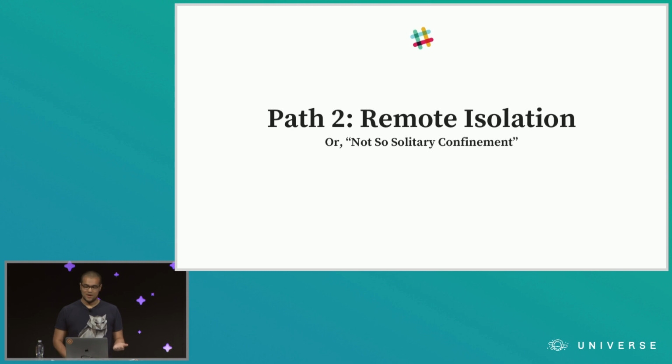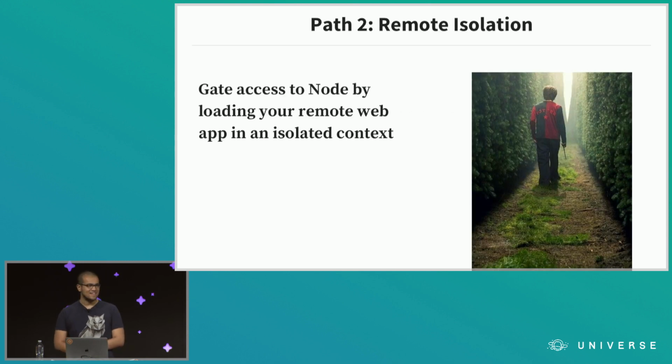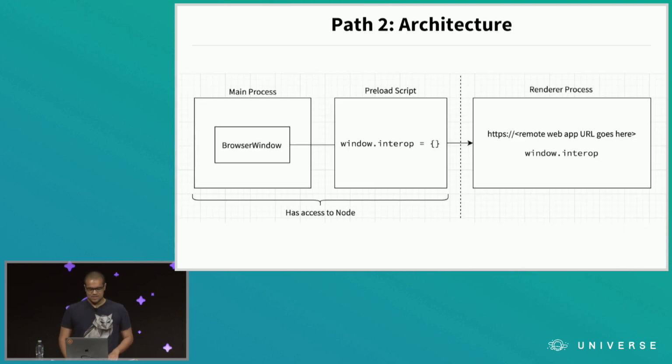So one way we might be able to get around this is by gating access to Node. And we can do this by loading our remote web app in an isolated context of some kind. So what does that mean? Remember our two processes. We have the main process, which is responsible for launching browser tabs, essentially, and our render process that actually renders the content in those tabs. So one of the things we can do is disable this access to Node from within the renderer process.